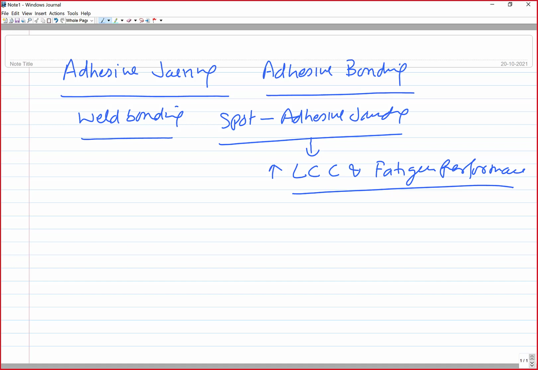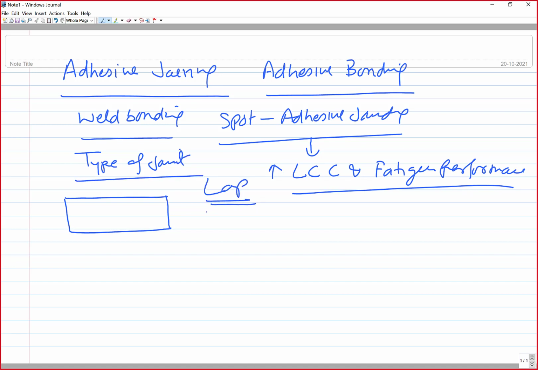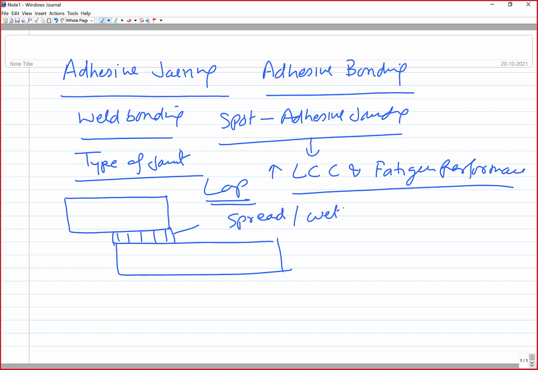So what we do in adhesive joining, the process principle is very simple. Mostly the lap joint configuration is used in adhesive joining. The components to be joined are placed in lap configuration, and then adhesive is placed in between the two components. Just like in brazing and soldering, this adhesive must spread and wet the surfaces for a good bond.